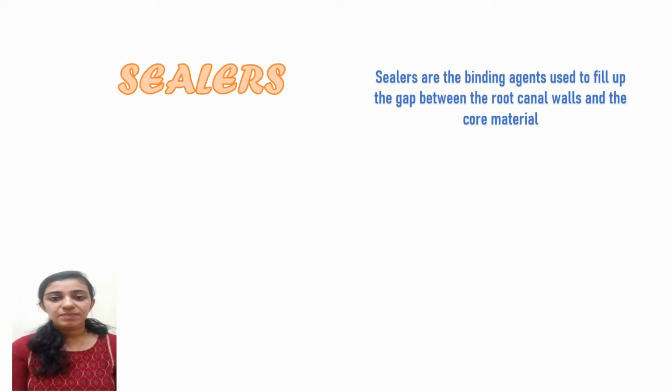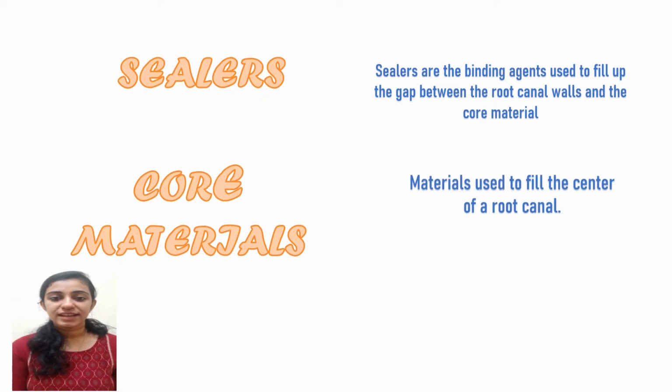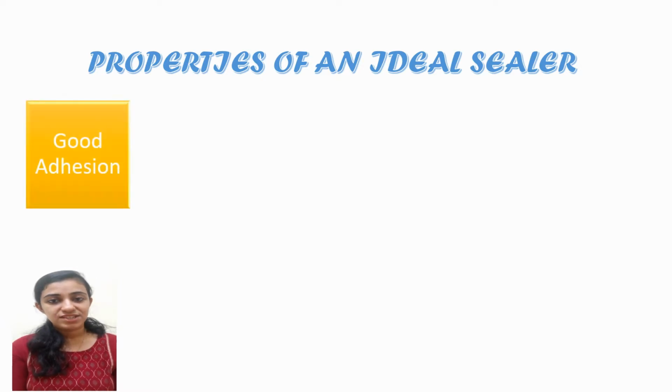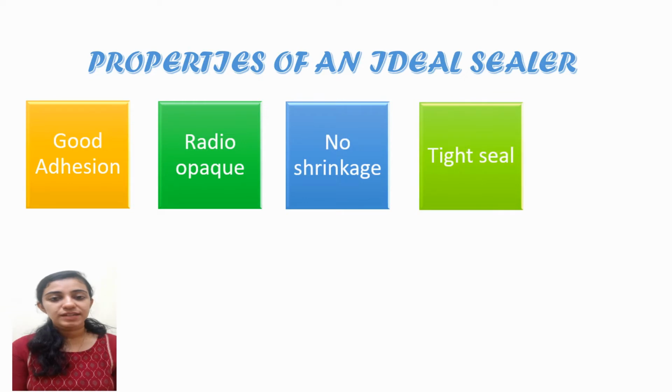Sealers. These are binding agents used to fill up the gap between root canal walls and the core material. Core material. These are materials used to fill the center of a root canal. Now coming to properties of an ideal sealer. They should have good adhesion with dentin, should be radiopaque, with no shrinkage and form a tight seal.